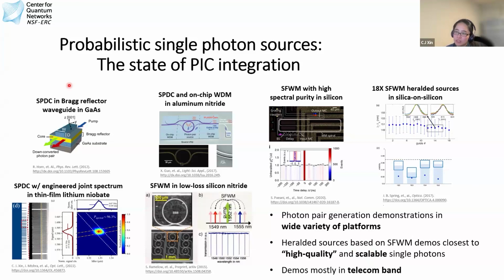And the demos are mostly done in the telecom band because why not, right? It must be noted that this large array demo was in the visible. It was at 730-something nanometers, which is also another wavelength of interest if you're trying to interface with quantum memories, like the color centers that Marko was talking about. The leading ones are 600, 737, that kind of thing.